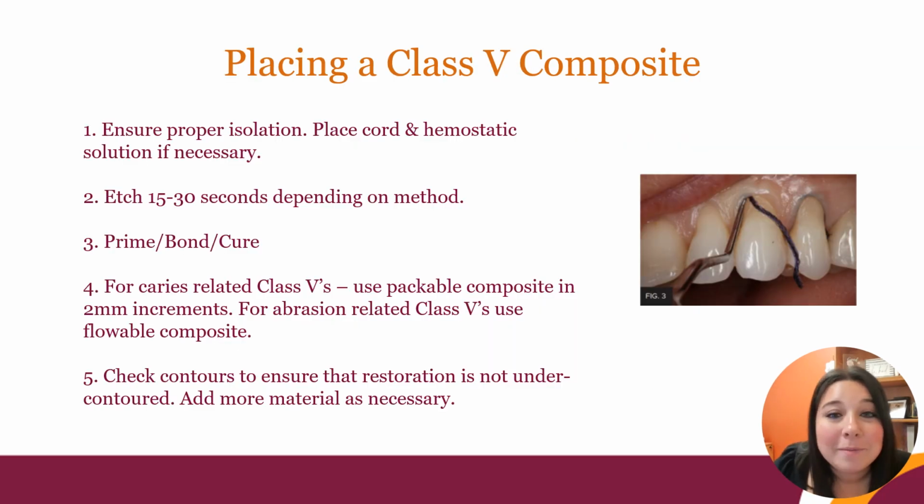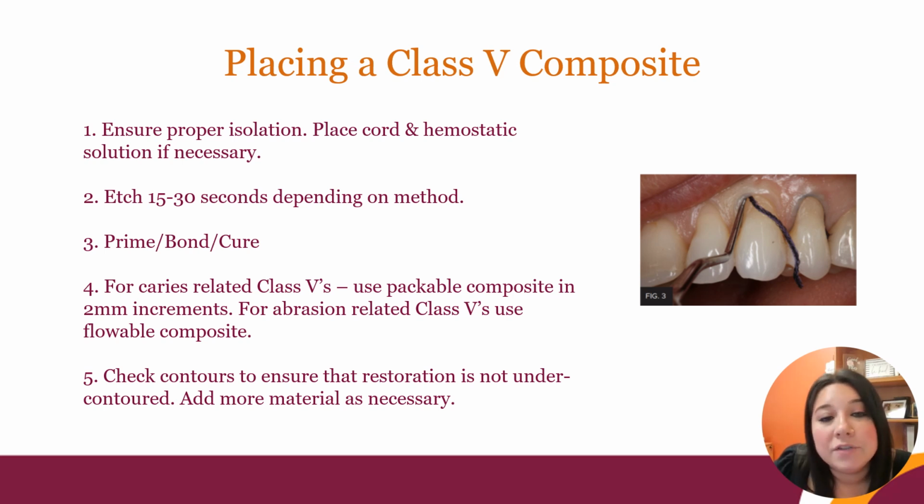So next we'll talk about a Class 5 composite. Very similar, a little bit different. So again, ensure proper isolation. You can place cord and hemostatic solution if necessary if the gums are bleeding there. It also helps to push the gums away a little bit for better visibility. So keep that in mind. Usually no matrix system is used though for a Class 5.